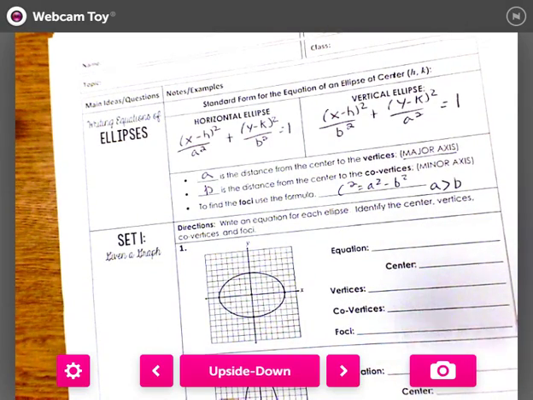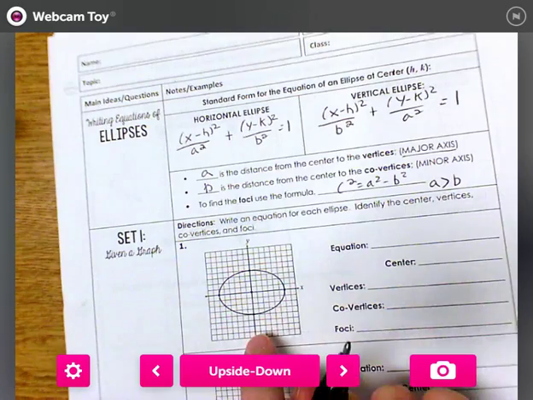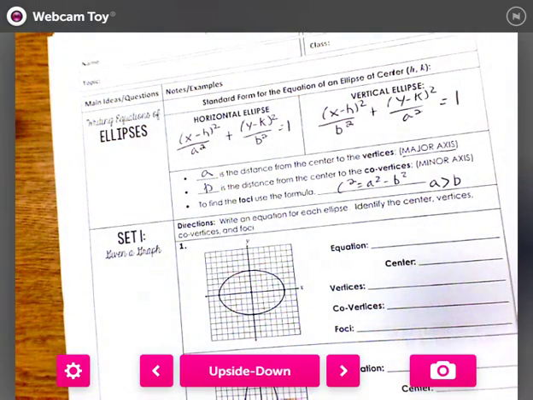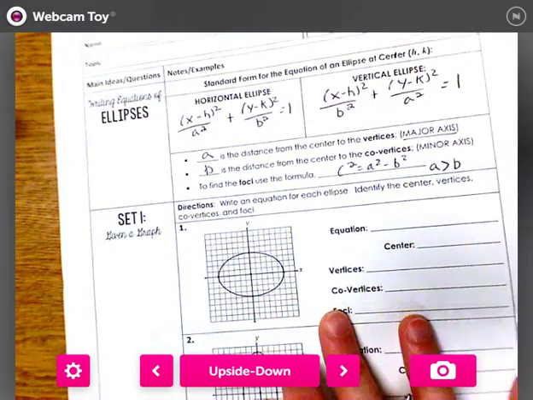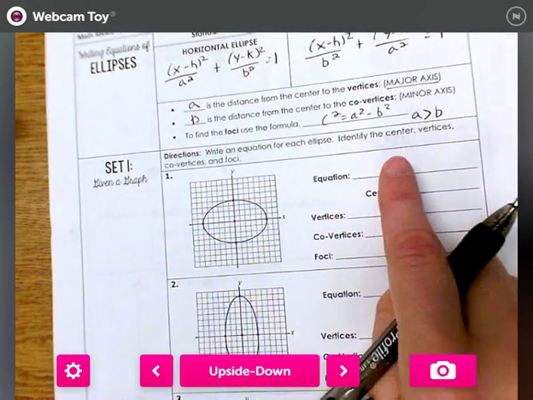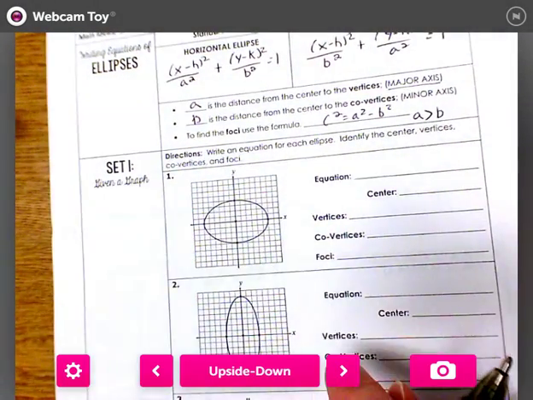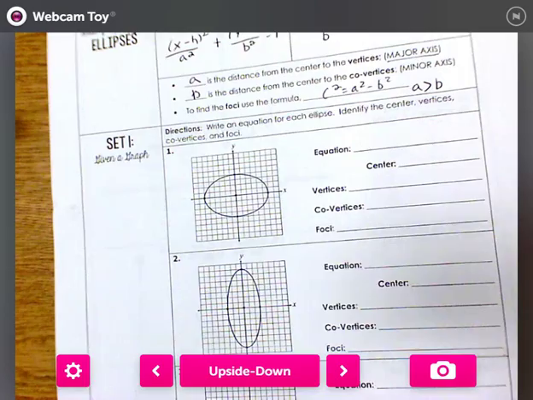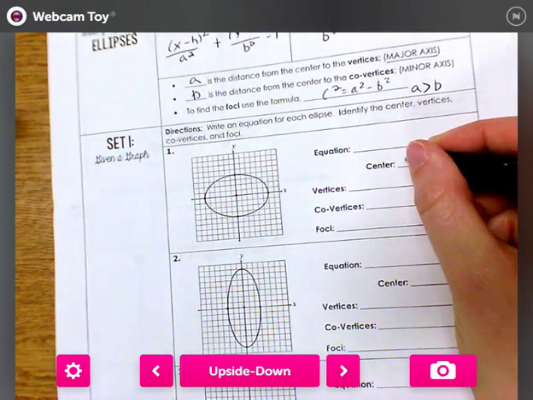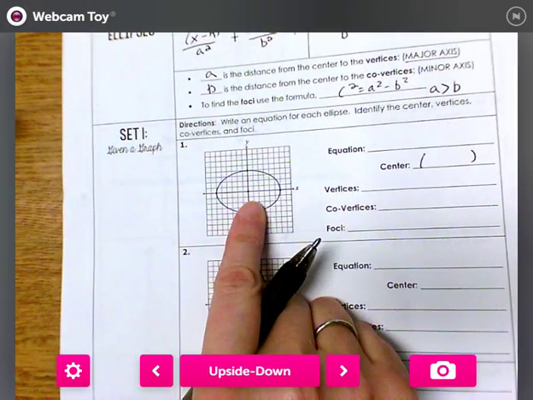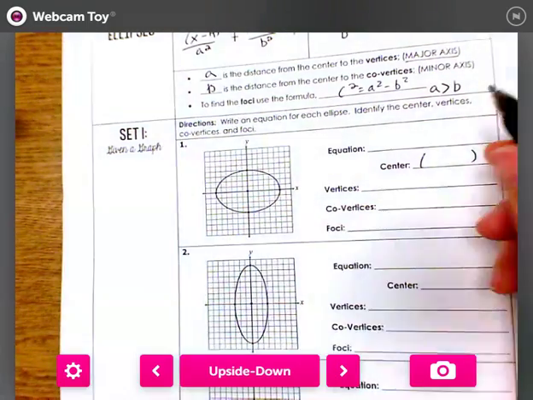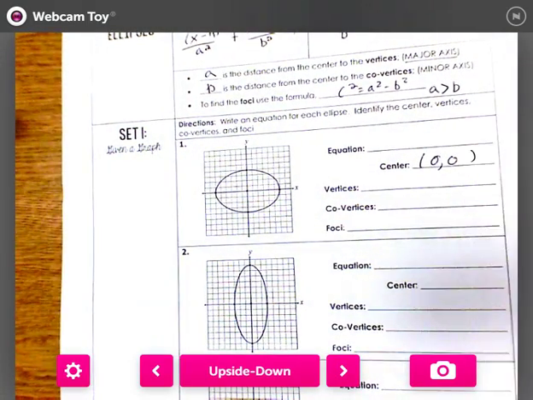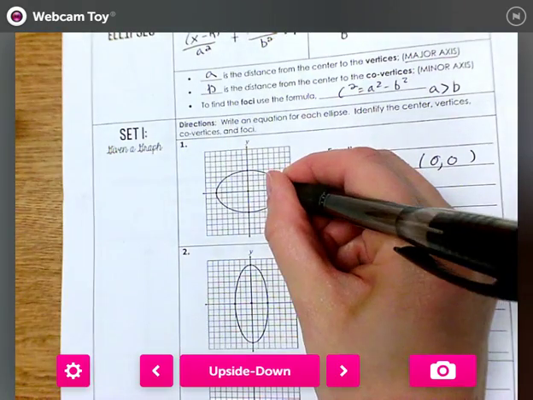Okay, now we're going to take these graphs and we're going to write all this information from them. I'm going to do the equation probably last so I can do the other parts first. So what's the center of this oval right here, this ellipse? 0, 0. Pretty easy. Now remember, your vertices are on the longer end, so I'm looking for these points right here.